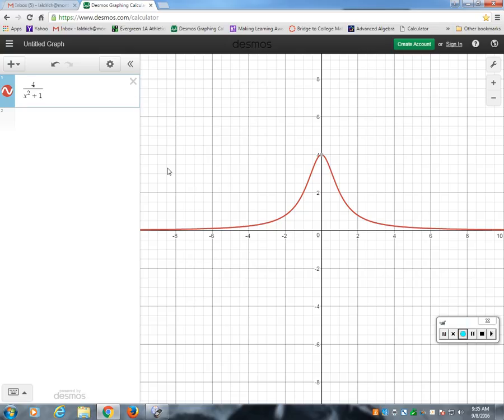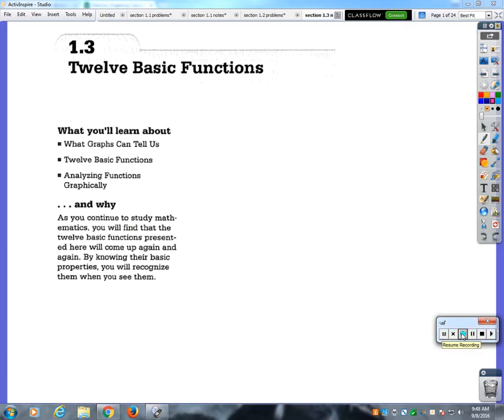Okay, so today is a super exciting day because we get to talk about the 12 basic functions. What we're going to do is go over 12 functions, their equations, their graphs, and a bonus interesting fact about each one.